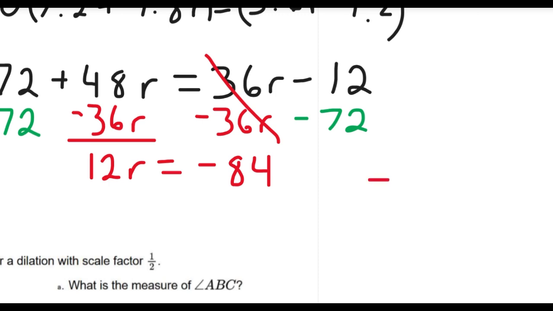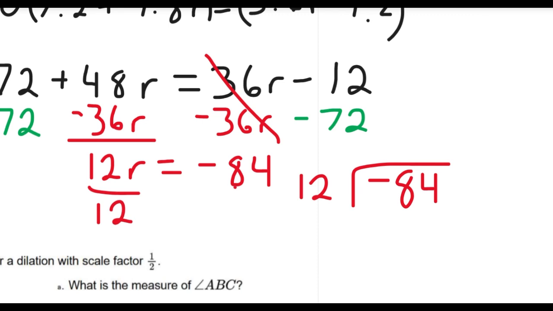Now I'm going to set up a division problem, because what I want is to get r by itself. So I have 12r at the moment, so I'm going to say negative 84 divided by 12. And so I divide both sides by 12. What I'll end up getting is 1r equals negative 84 divided by 12. Now if I go ahead and do the math, negative 84 divided by 12 ends up being negative 7, because 12, a positive number, times a negative number, ends up being negative 84.